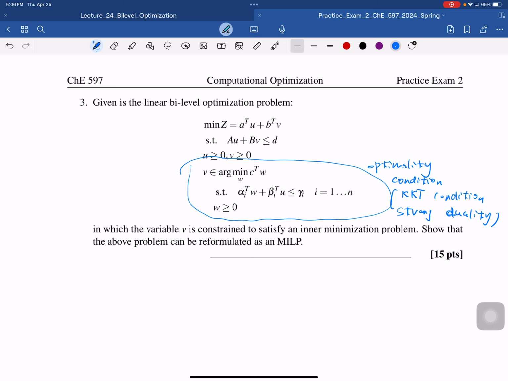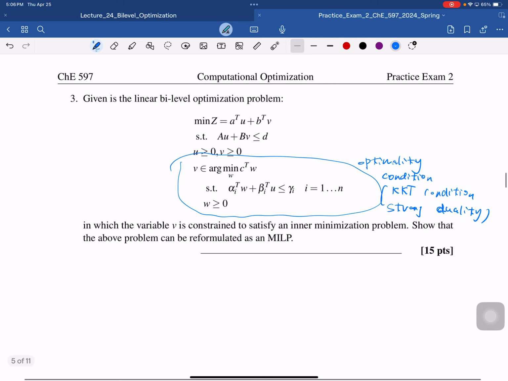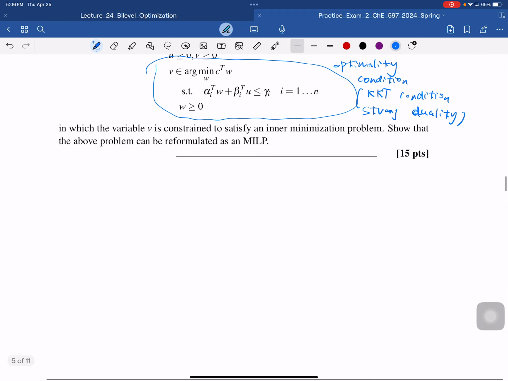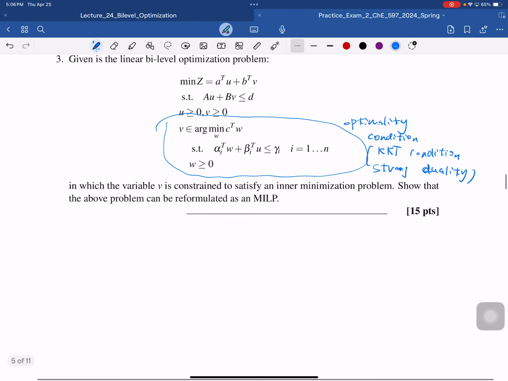I'm not going into the details of this. You can just refer to the notes. We do have this in the notes. But when you write out this optimality condition, it is not an MILP, right? It has complementarity constraints. Then we show a way where you can use a big M reformulation to reformulate that into an MILP. All those are in the notes, so I will skip this problem here. You can check the notes of bilevel optimization.